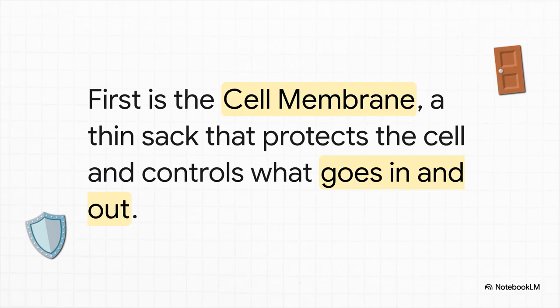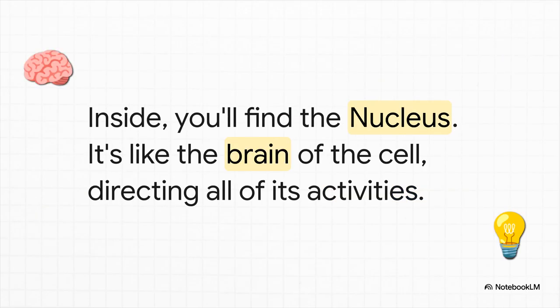Well, let's start with its outer layer, the cell membrane. You should think of it as the cell's own personal security guard. It protects everything on the inside and has total control over what gets in and what gets out. Move inside, and you'll find the nucleus. This is the big boss. It's the command center, the brain of the whole operation. It holds all the genetic blueprints and tells the entire cell exactly what to do.